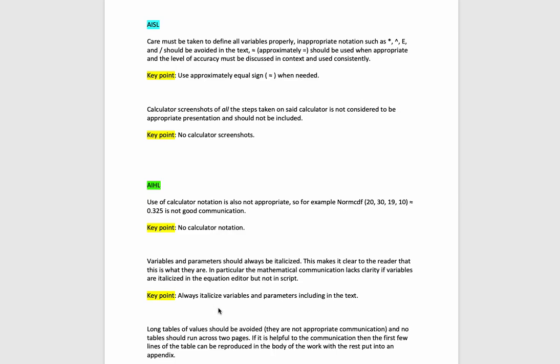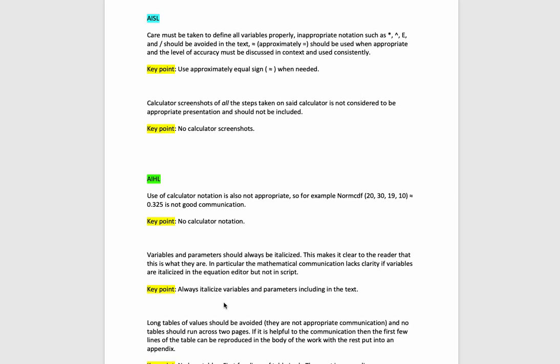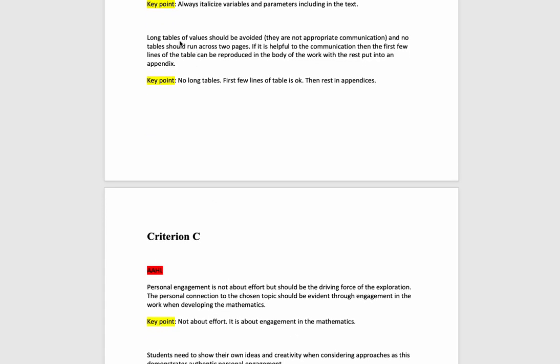And always italicize variables and parameters, including in the text. Another common mistake is students, when they italicize the equations, but then when they're writing about the equations, they don't italicize the variables. Okay, no long tables. The first few lines can be in the IA, and then you put the rest of it in the appendices.